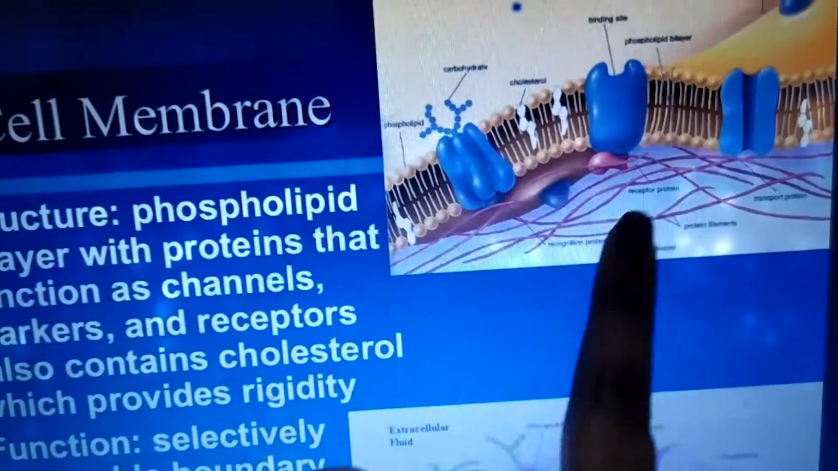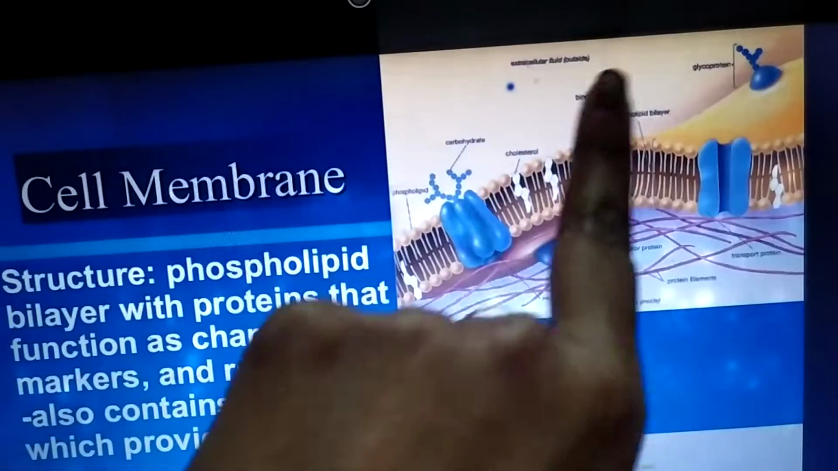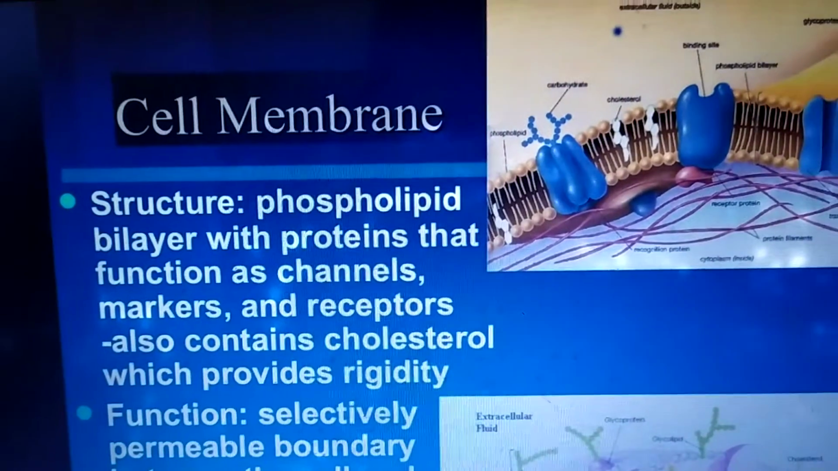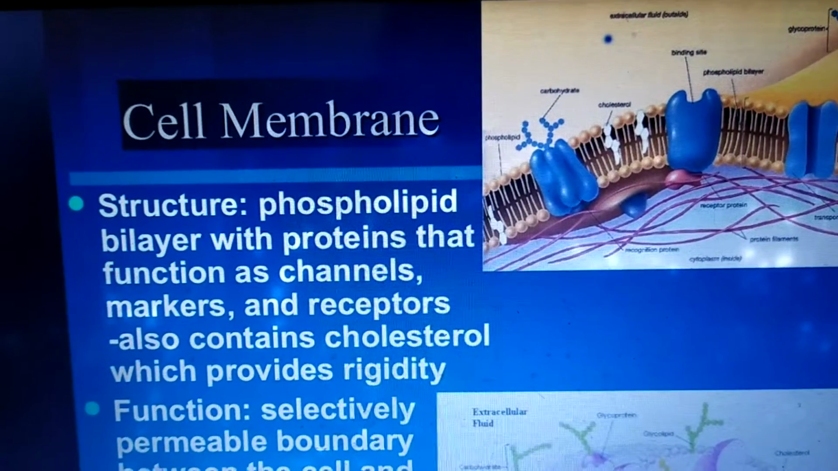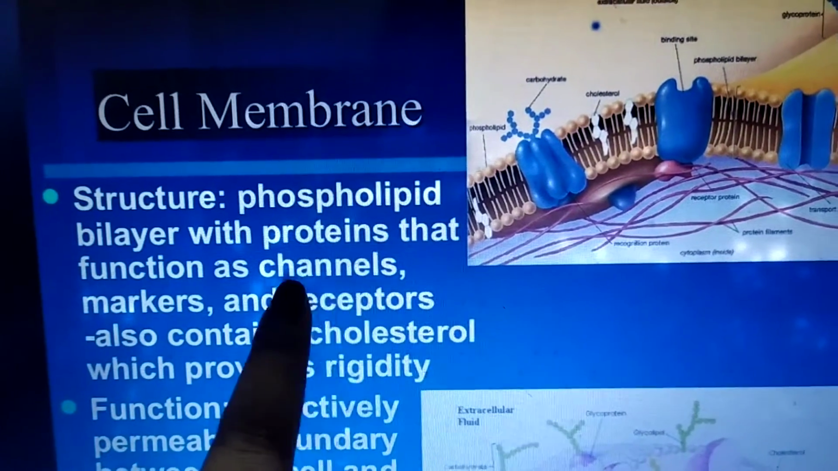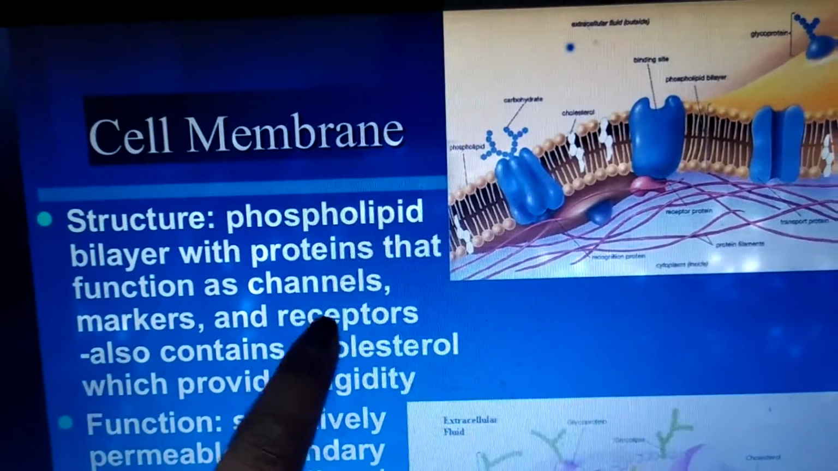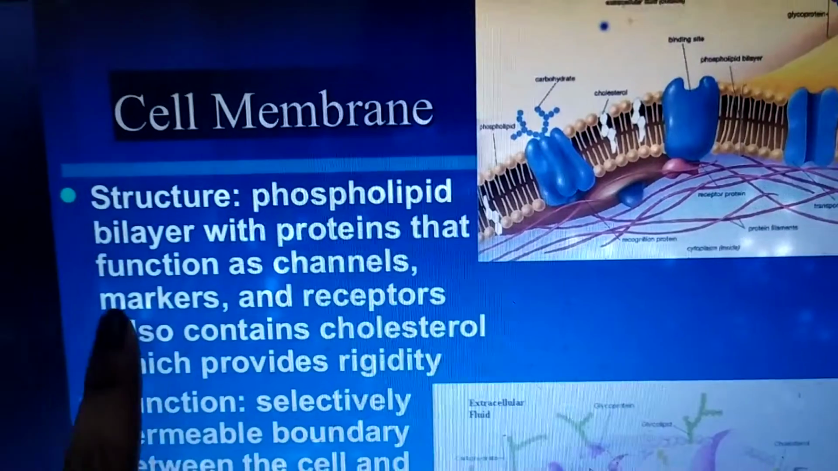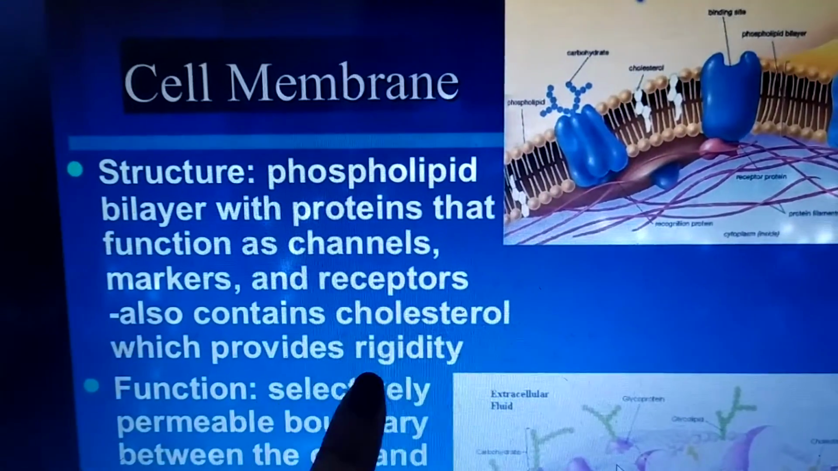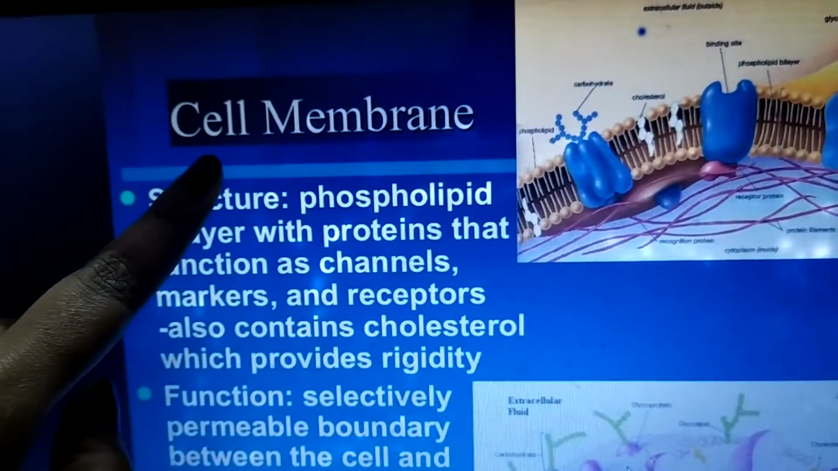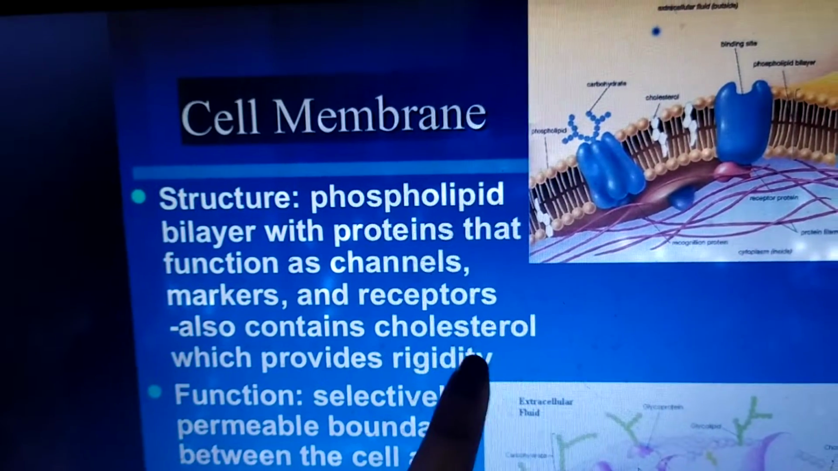This is the cell membrane. What is the function of the cell membrane? It is a phospholipid bilayer with proteins that function as channels. Which type of channel? It gives permission to some particular things, like a channel, markers and receptors. It also contains cholesterol, which provides rigidity.